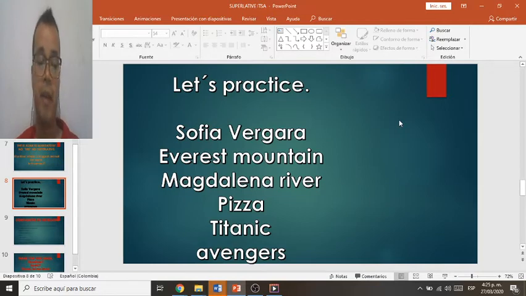Create another one. Magdalena River. Magdalena River is the larger river from Colombia. El río más largo de Colombia. So it's a superlative. Now create one with pizza. You can say pizza is the most delicious food. La comida más deliciosa. Or you can say pizza is the most horrible food, depending on your case.